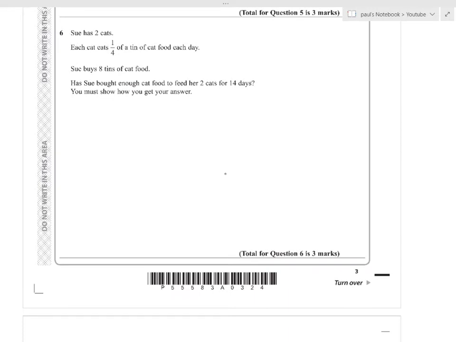Right, Sue and her cats. Each cat eats a quarter of a tin of cat food each day. She buys 8 tins of food. She's bought enough to feed for 14 days. So she's got 2 cats. Each cat eats, so one day will be half a tin. And she buys 8 tins, so she's got enough for 16 days. Has she got enough? Oh, I think she has.